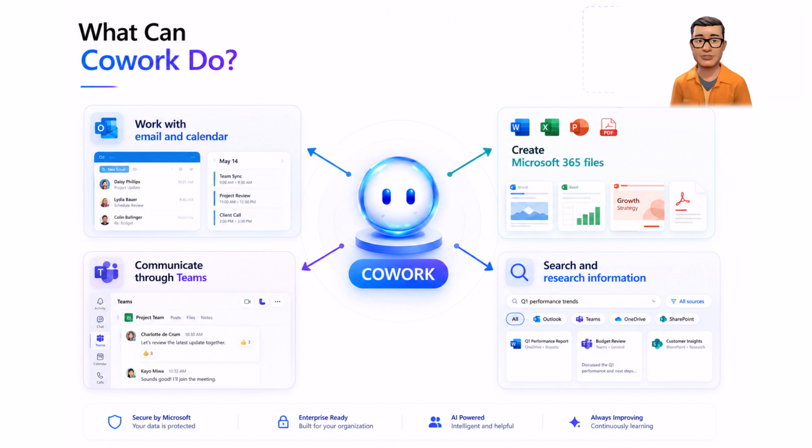Cowork covers a surprisingly broad set of everyday work. It can work with Outlook for sending and replying to emails, manage your calendar, create meetings, and handle attachments. It can also create or edit Word documents, Excel spreadsheets, PowerPoint presentations, and PDFs. You can ask it to post messages in Teams, search your organization's information, work with OneDrive and SharePoint files, and even perform deeper research across multiple sources.